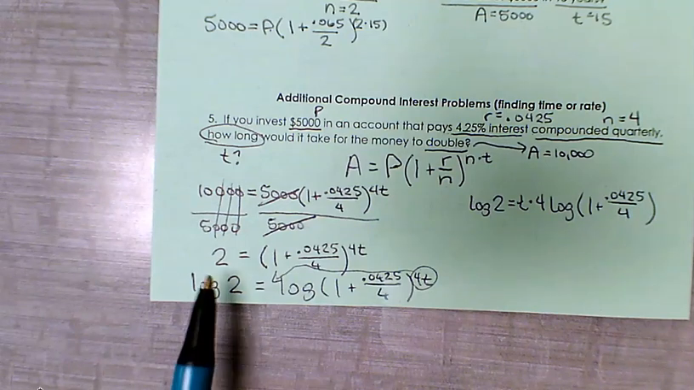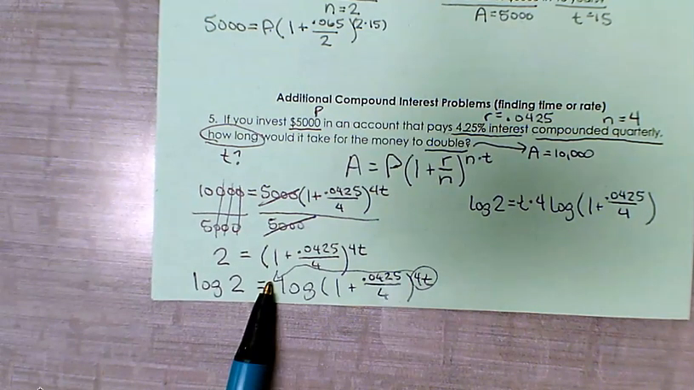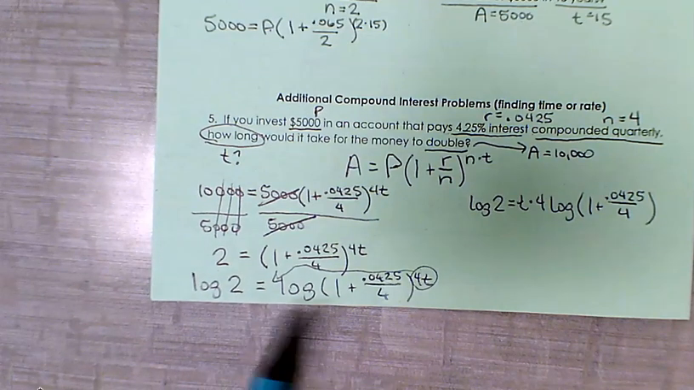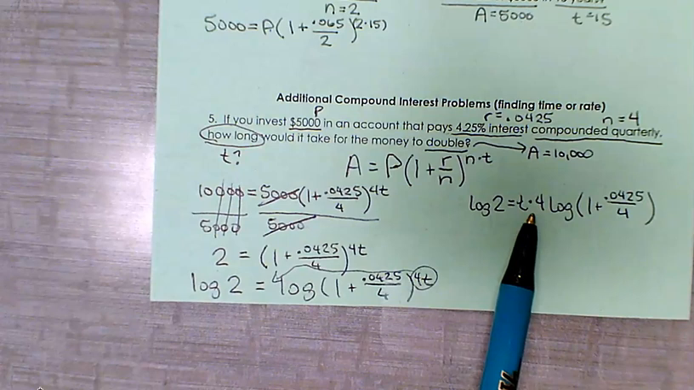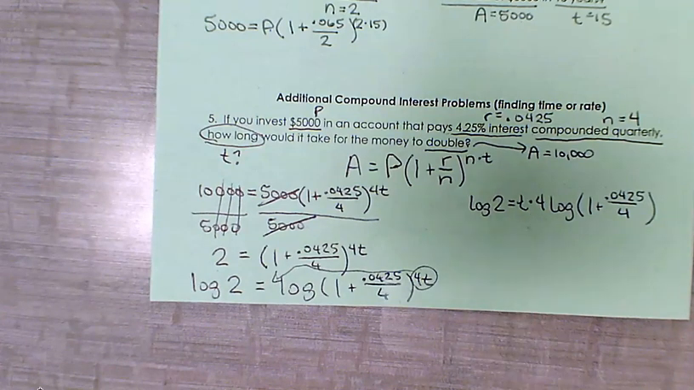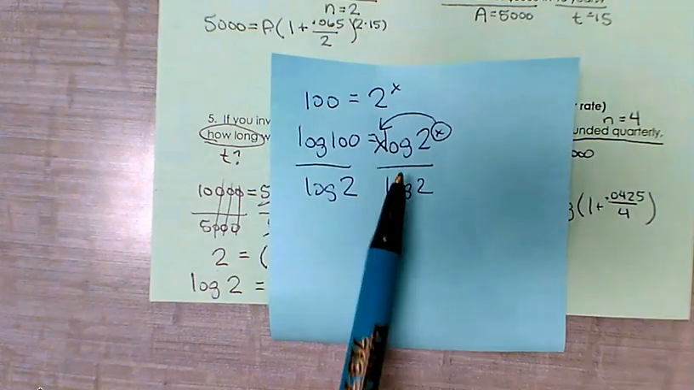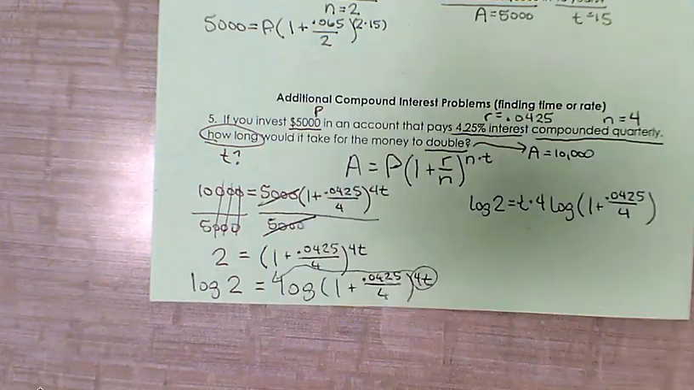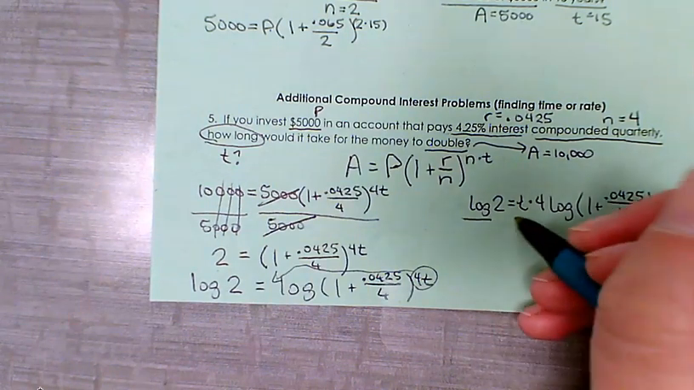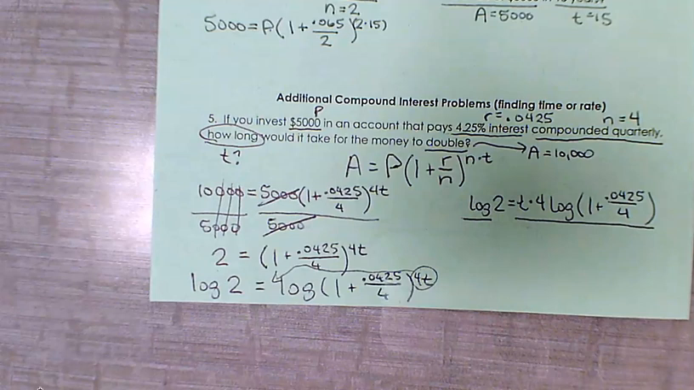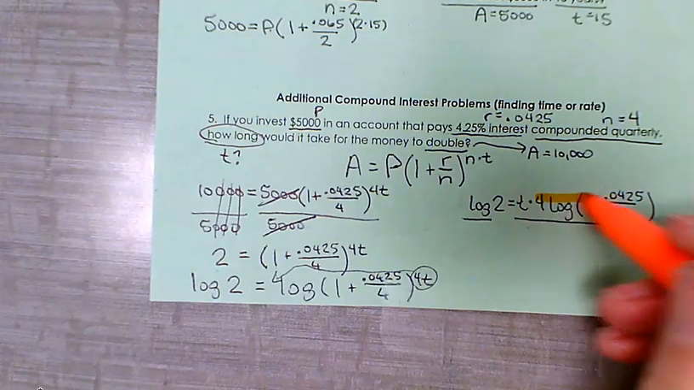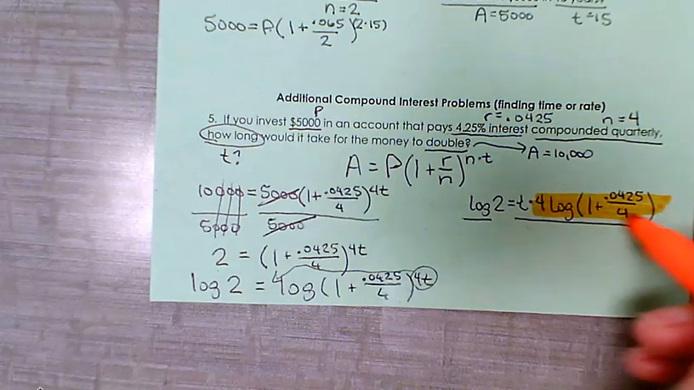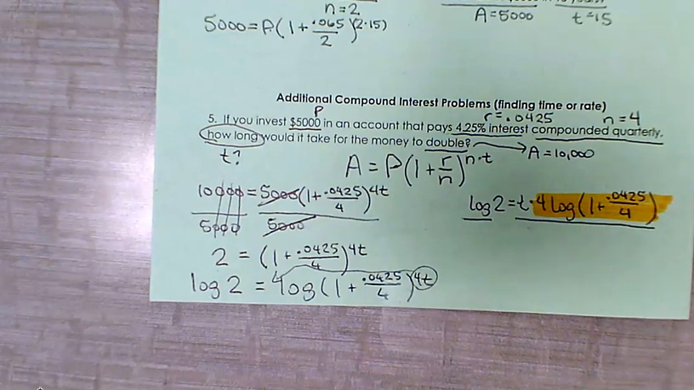So our steps were take log of both sides, use power property, divide. So we took log of both sides, we used power property to move the 4t, or t times 4, out in front, and then what's our last step to do? Divide, right? Divide by whatever we're multiplying that variable by. So that's what we're going to do. We're going to divide by all of this, whatever it equals when we put it in the calculator. We're going to type all of that in, and we're going to divide log of 2 by all of that, whatever it is.